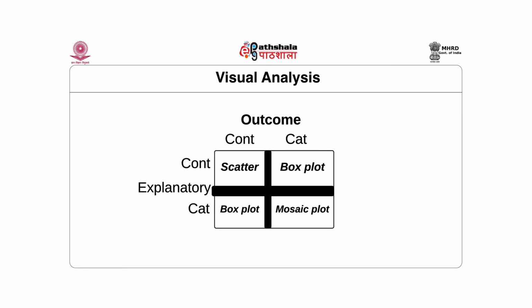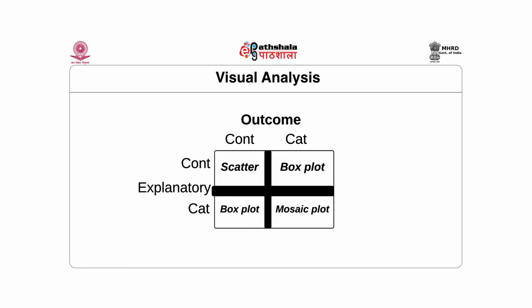For example, if your outcome variable is measured on a continuous scale and your explanatory variable too is measured on a continuous scale, then the plot that you will use for bivariate data analysis to start with will be a scatter plot, which is going to plot the outcome variable and the explanatory variable. We have made a scatter plot in one of the earlier modules here.